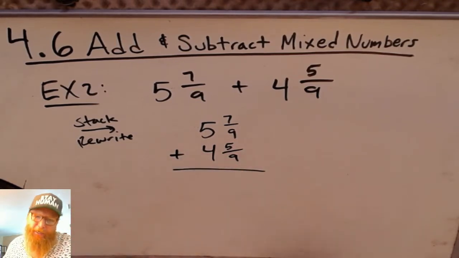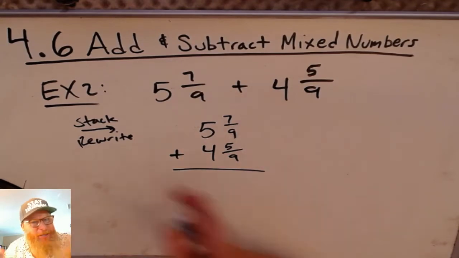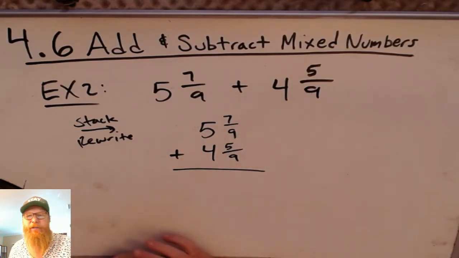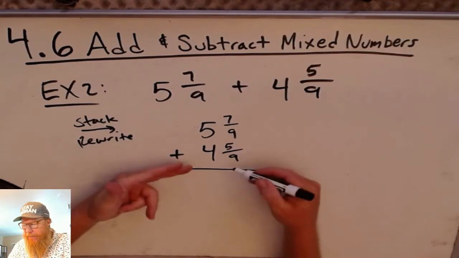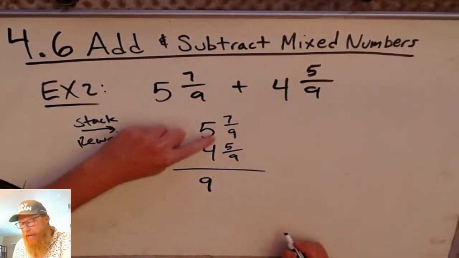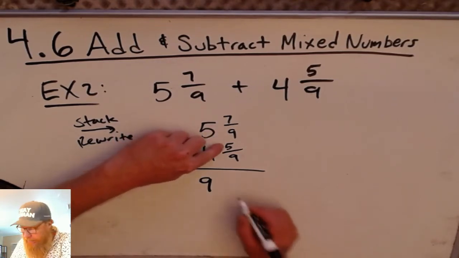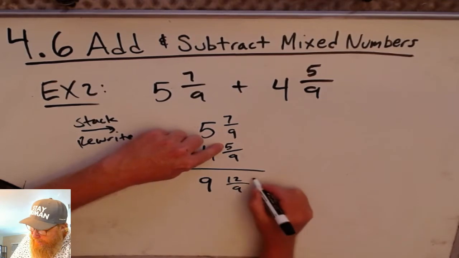When we get to subtraction, I might have to be more careful about the order. But you remember, addition is commutative. You can change the order, and you're still going to get the same result. So watch what happens this time. You're going to get 5 plus 4 is 9, all right? And then when you add 7 ninths and 5 ninths, you're going to get 12 ninths.